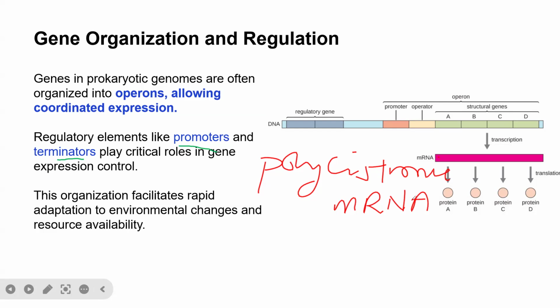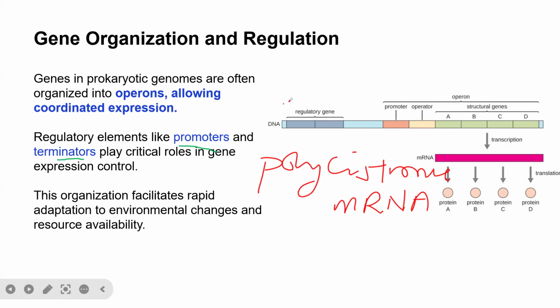You can actually go and watch my video on the lac operon, that is the lactose operon, where 3 genes are expressed, and those genes are all trying to make sure that there is proper transport and metabolism of the lactose. All the genes are expressed together, transcribed and translated together to produce different sets of proteins, but with the same purpose.